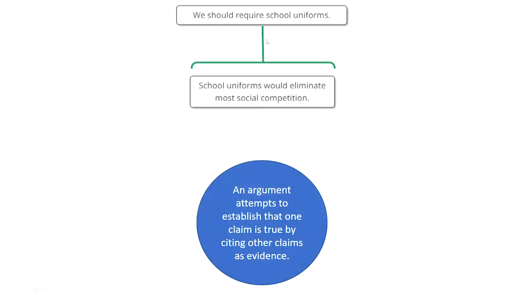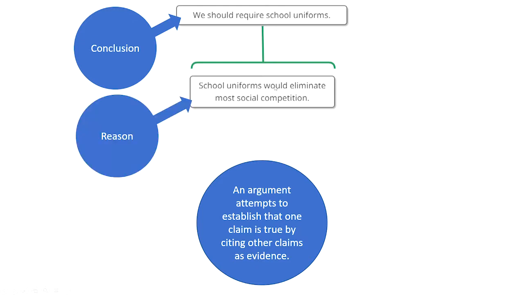So let's just think a little bit about this map and the parts of an argument. The conclusion here is we should require school uniforms. That is the claim that this argument is trying to get us to believe. This claim, school uniforms would eliminate most social competition, is being given as evidence for the conclusion. So we can say here that it's the reason for the conclusion. And this line connecting the reason to the conclusion represents the inference.